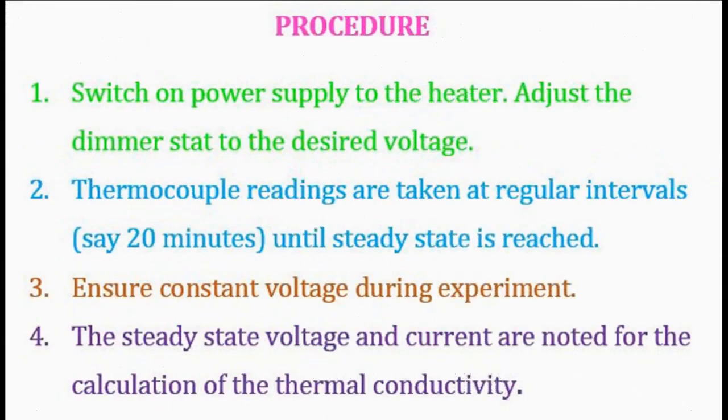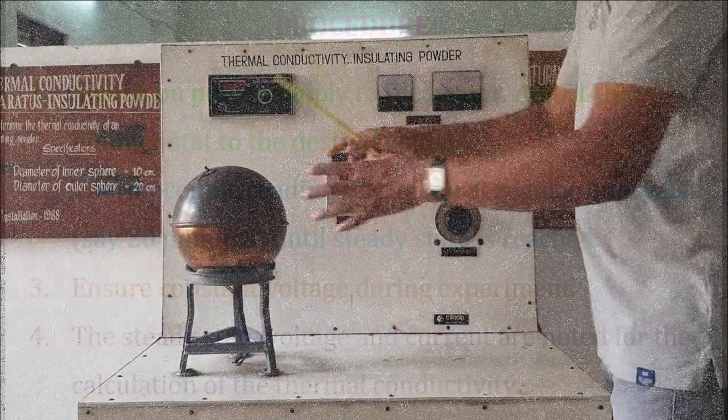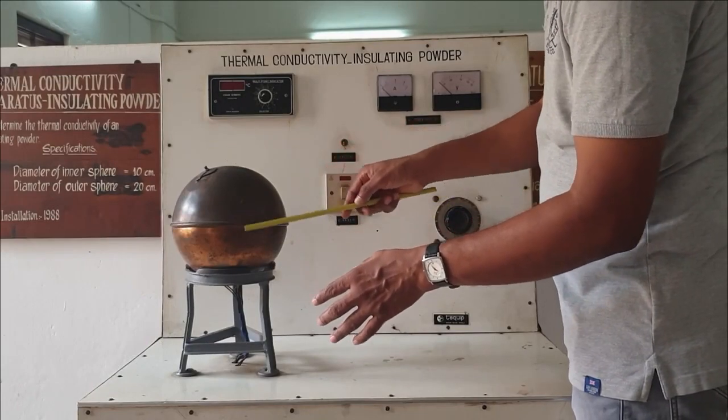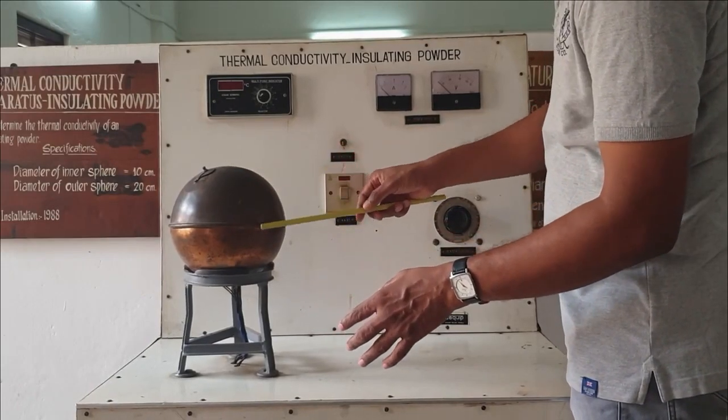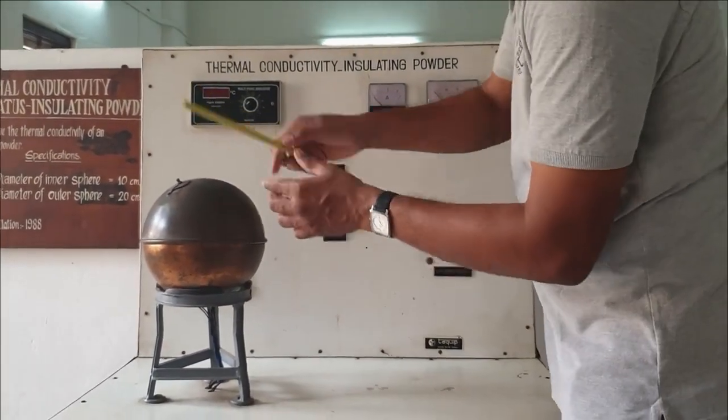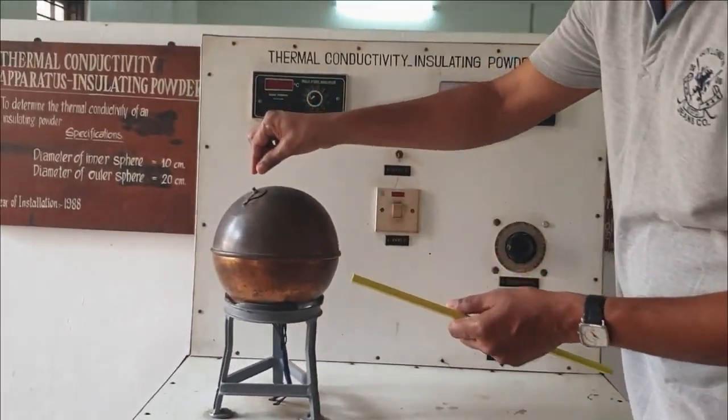As a part of the experiment, we supply the input energy in terms of electrical energy. We have a method to change the voltage using a thermostat, and this is the setup. So you can see the outer sphere here, and inside that we have the second sphere, and this is the one which will be conducting heat from inside to outside.